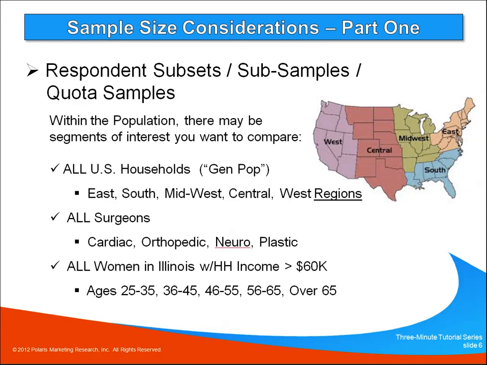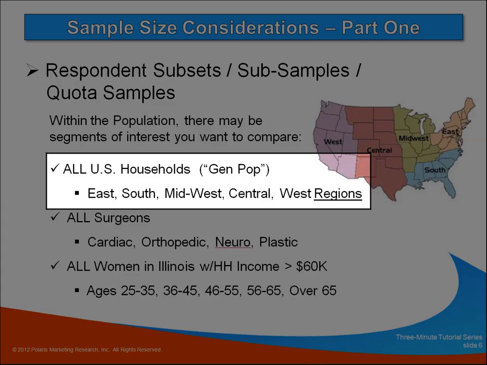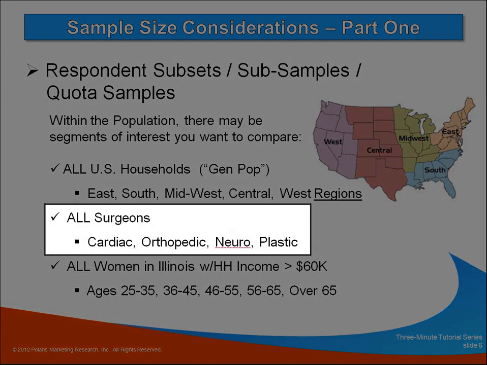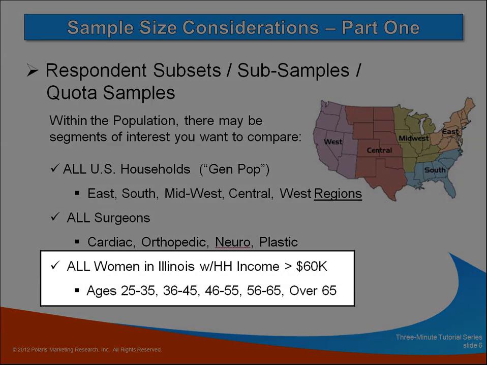One last term to clarify is the word subsample, sometimes called quota cells. Now, using our previous example of wanting to complete 400 surveys in households in Ohio, I might want to try to complete half the surveys with males and half with females. Those would be called quota cells or subsamples. Other examples we see here are regions of the United States, different types of surgeons, or different age brackets among our sample of women with household incomes over $60,000.